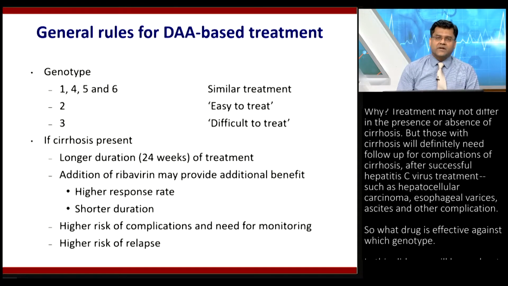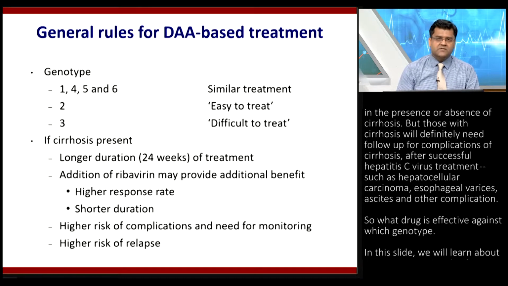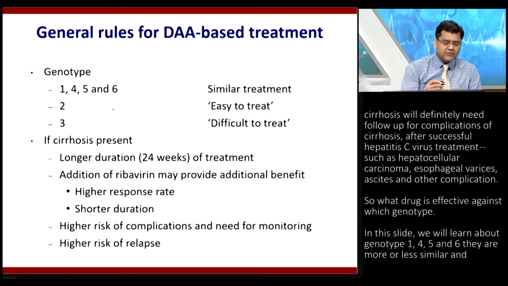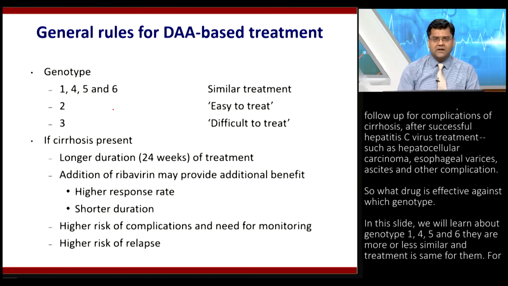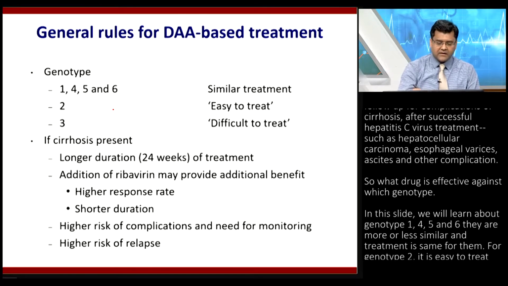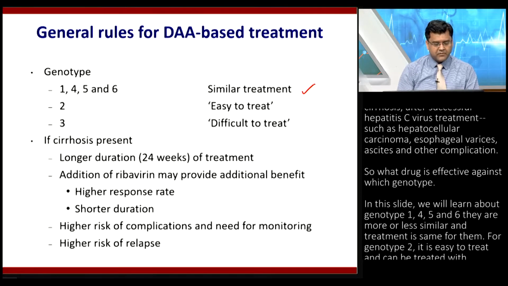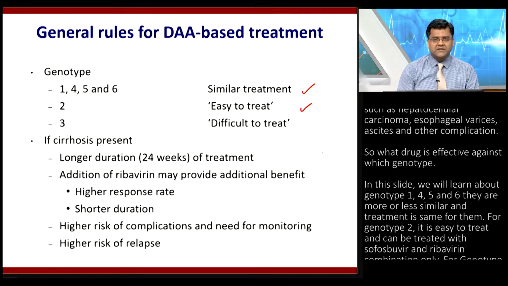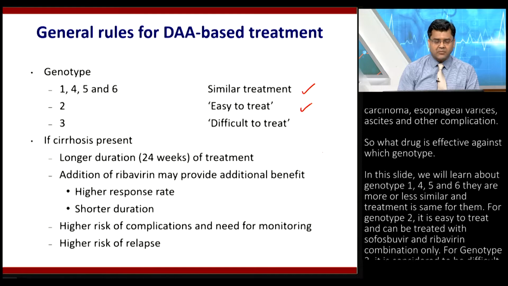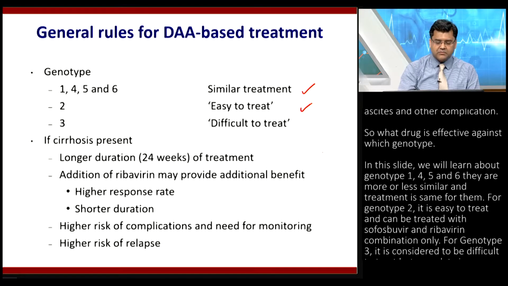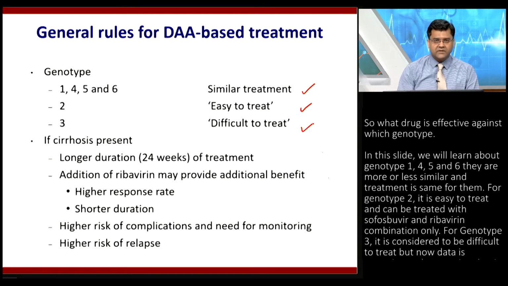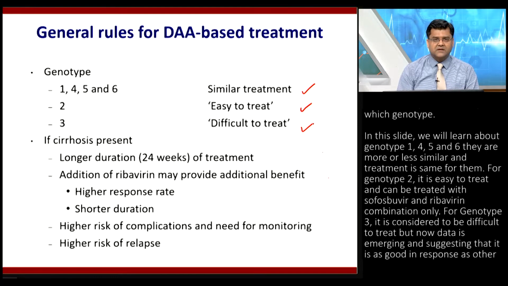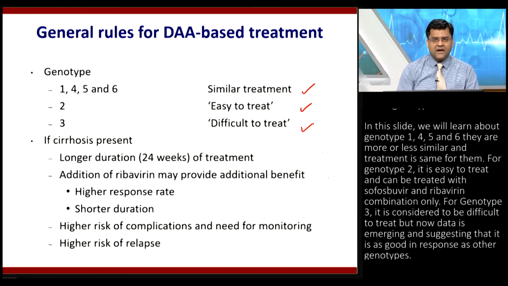So, what drug is effective against which genotype? In this slide we will learn. Genotype 1, 4, 5 and 6 are more or less similar and the treatment is the same for them. Genotype 2 is easy to treat and can be treated with sofosbuvir and ribavirin combination only. Genotype 3 is considered difficult to treat, but now data is emerging suggesting that it is as good in response as other genotypes.